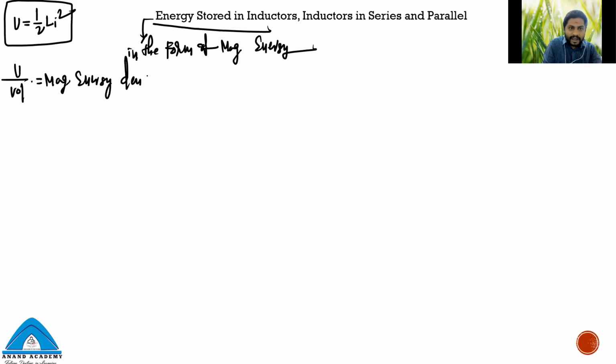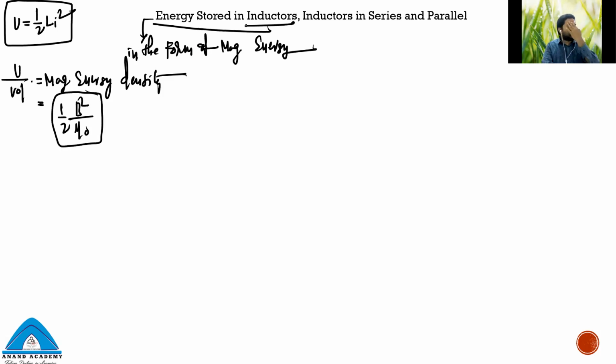What is that? Magnetic energy density, which is equal to half into B square by mu naught. Remember the energy density expression in case of an inductor, half B square by mu naught. And we all know mu naught is equal to 4 pi into 10 raised to minus 7 Tesla meter per ampere. Okay students, this is energy stored in the inductors.